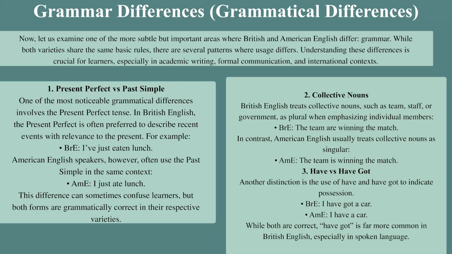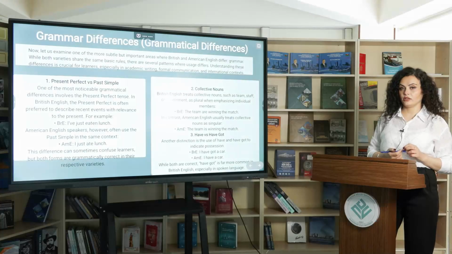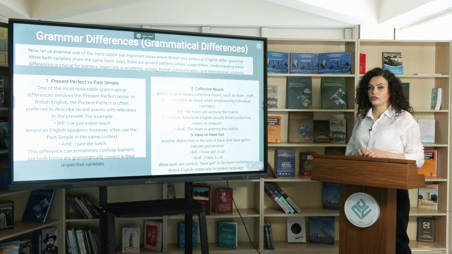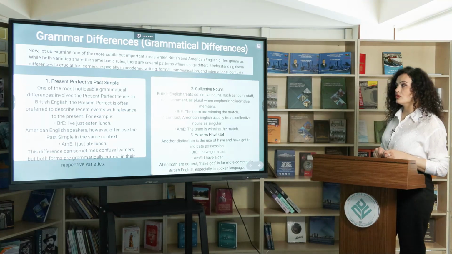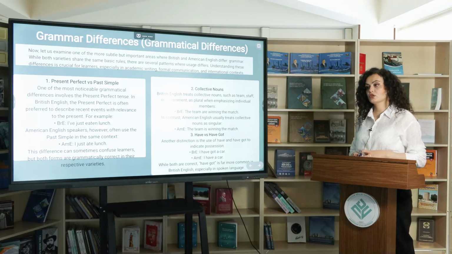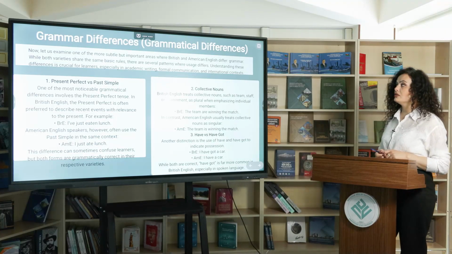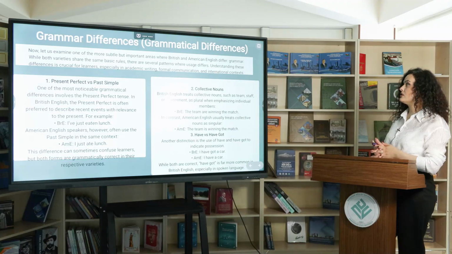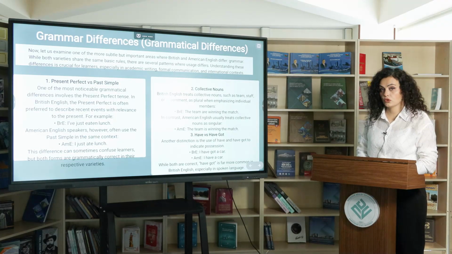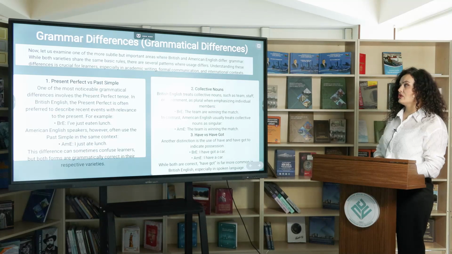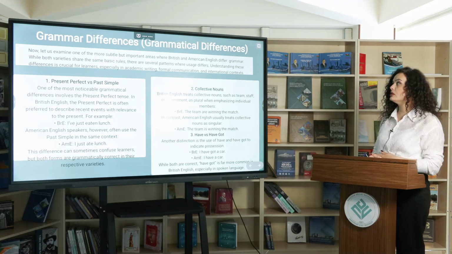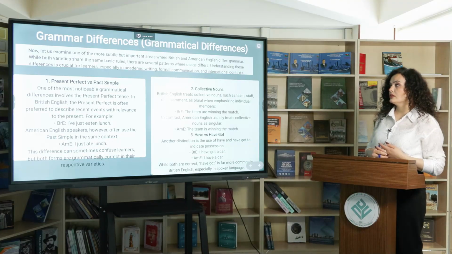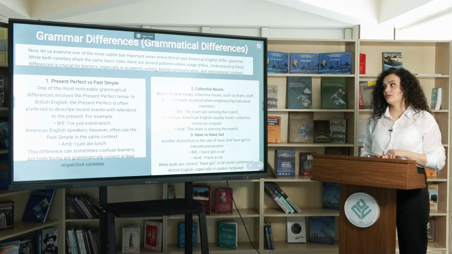Now let's examine one of the more subtle but important areas where British and American English differ: grammar. While both varieties share the same basic rules, there are several patterns where usage differs. Understanding these differences is crucial for learners, especially in academic writing, formal communication, and international contexts. Let's begin with the present perfect and past simple.